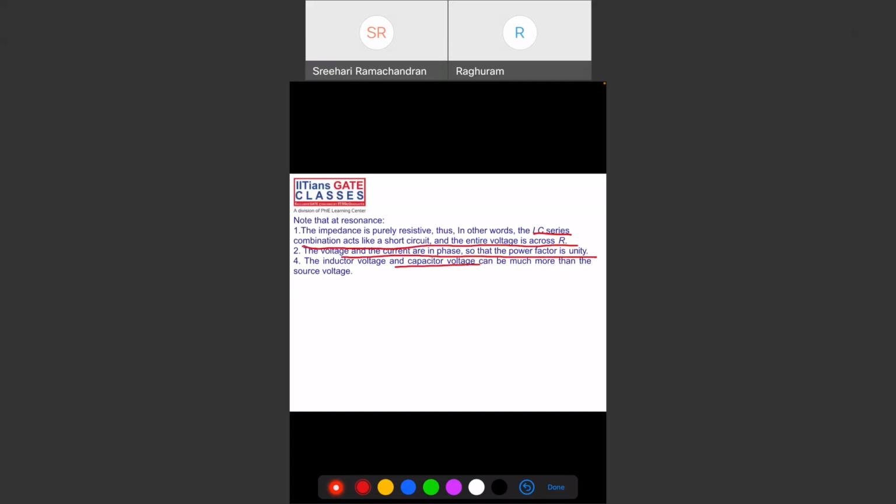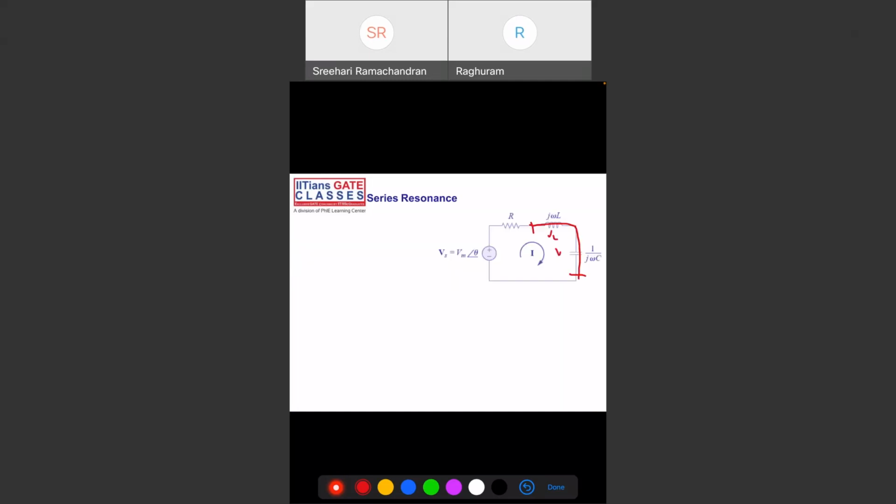Inductor voltage and capacitor voltage can be much more than the source voltage. This is important. So this is my VL and VC. VL is equal to VC, but they will be greater than VS. The voltages across the inductor and capacitor are equal and nullify each other, but some phenomenon happens that is called voltage magnification.